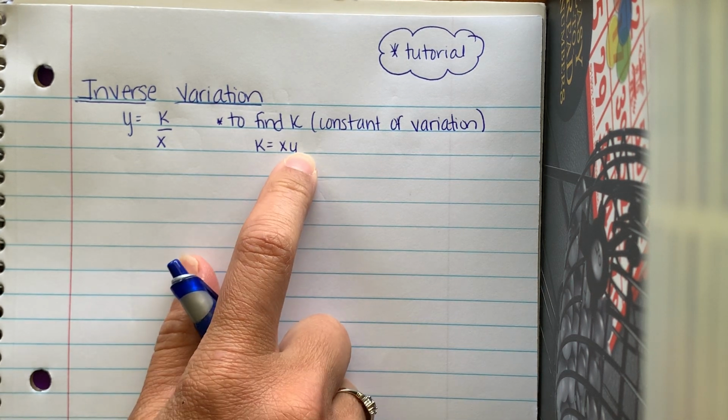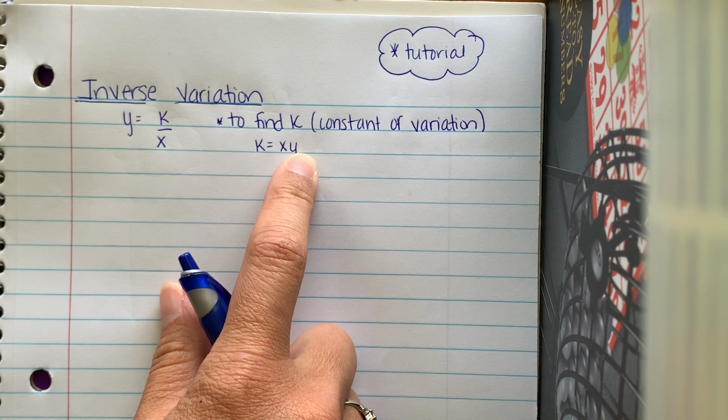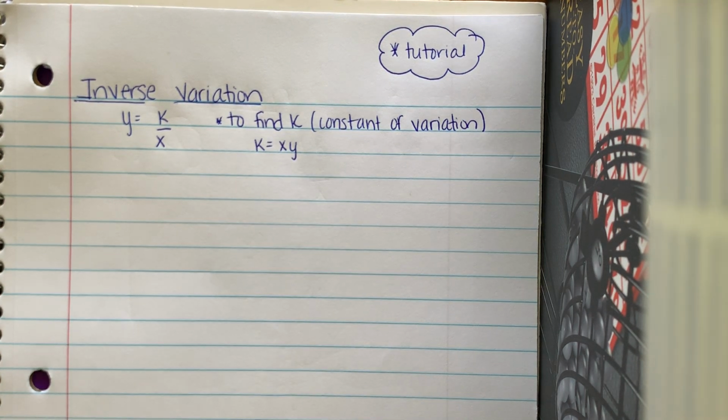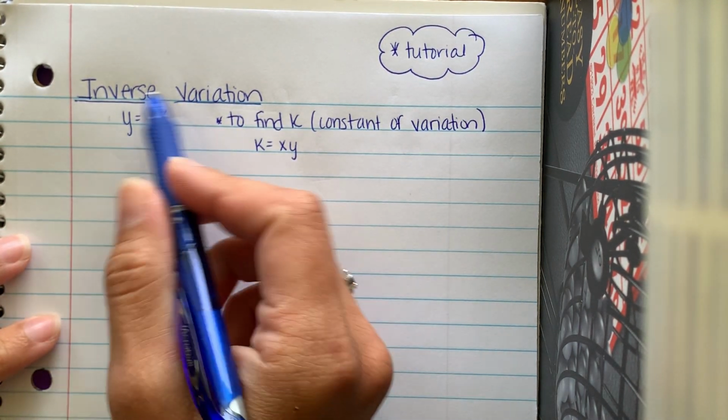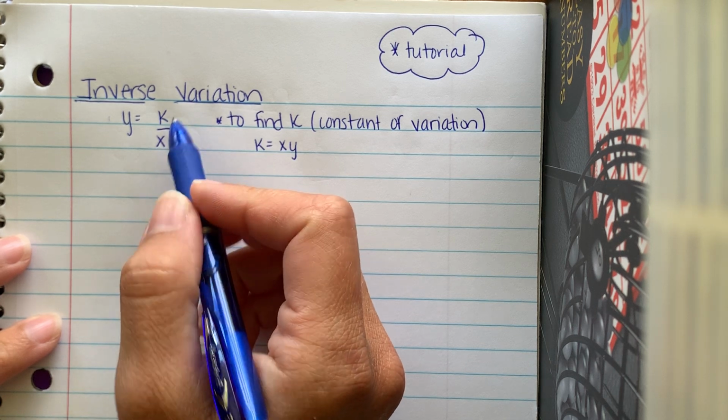Think direct, divide to find k. For inverse, you're going to multiply. Okay, and also remember in this equation, x is on the bottom. In direct, it was next to it.